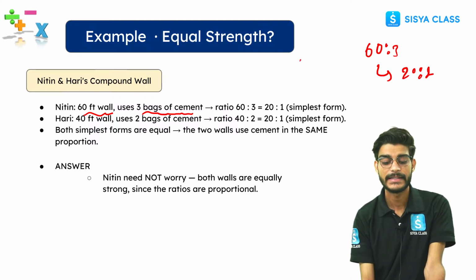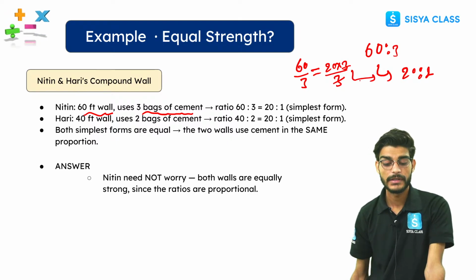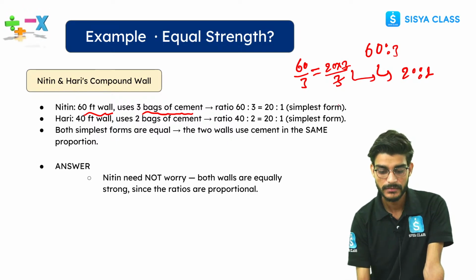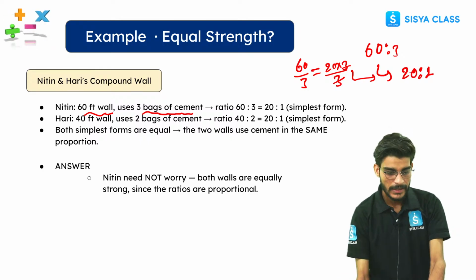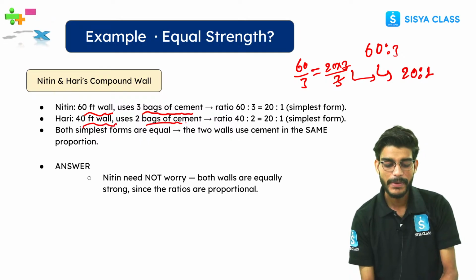You will divide 60 upon 3. Can I write this as 20 into 3 upon 3? So 3 will get cancelled. It is 20 ratio 1, 20 ratio 1 obviously. Now Hari has a 40 feet wall and uses 2 bags of cement.